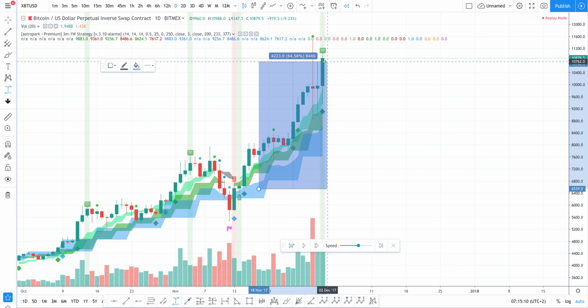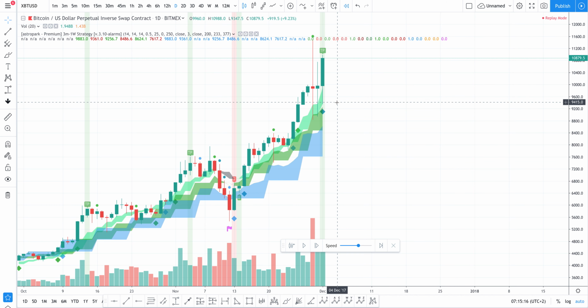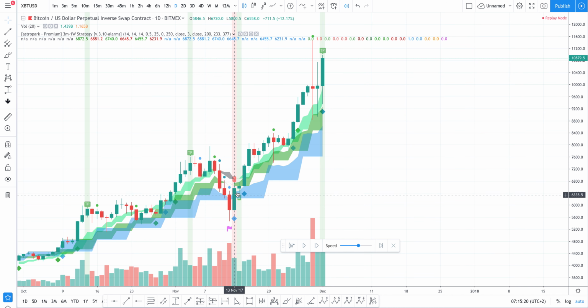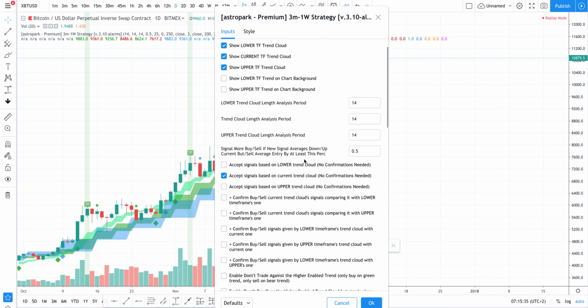This is a 64% trade, okay. It performs well. You just need the patience to understand the signal, and check the thickness of the trend clouds before taking a trade. Okay, there are also other options here.